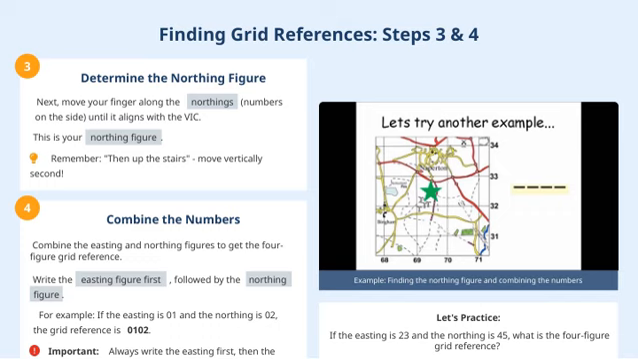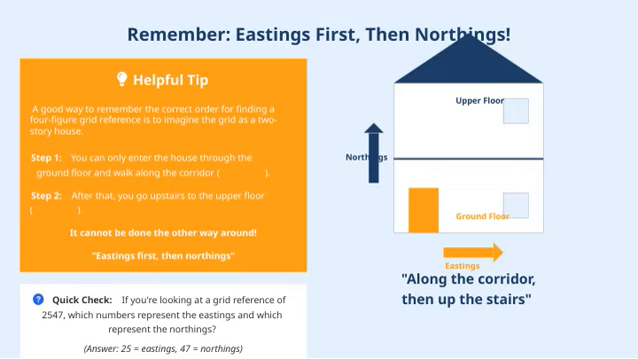Let's practice. If the easting is 23 and the northing is 45, what would the four-figure grid reference be? That's right, 2345. Keep practicing this, and it will become second nature. Remember, eastings first, then northings.